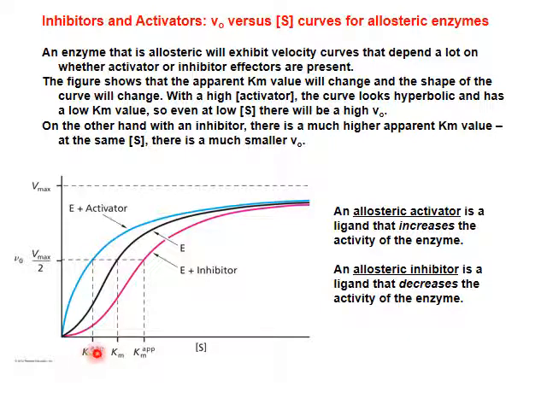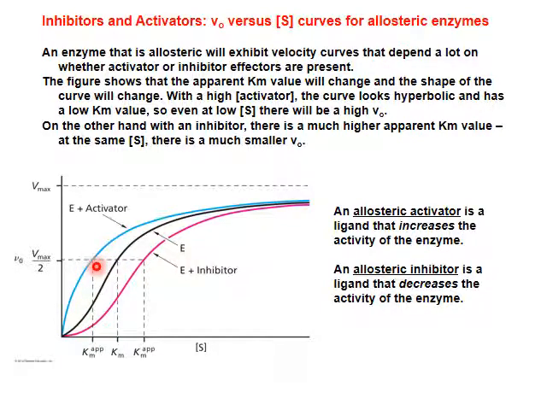So we call it a Km apparent. The Km has changed for the substrate based on the presence of an activator. So we need less substrate to get to half Vmax than we would without the activator being present. So the enzyme now is more efficient.